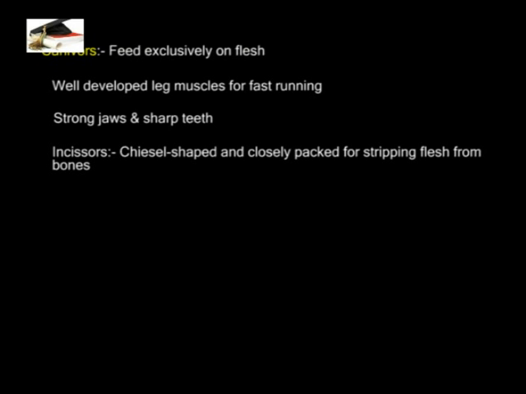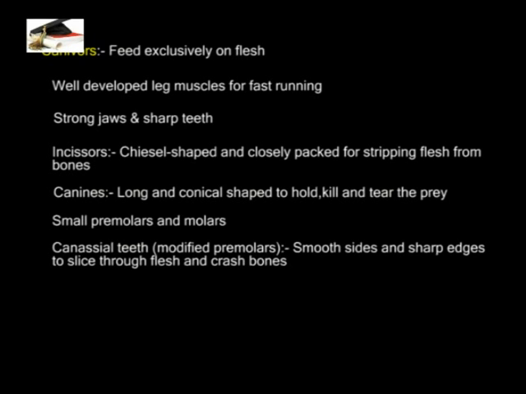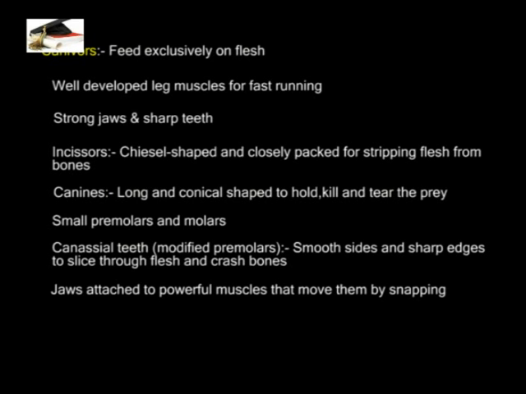The incisors are chisel-shaped and closely fitting to seize the prey. They are used for gripping and stripping flesh from the bone. Canines are long, conical, and curved to hold, kill, and tear the prey. Premolars and the molars are small except for special premolars in the lower jaw and the upper jaw, which are modified into carnassial teeth. The carnassial teeth have smooth sides and sharp edges to slice through flesh and crush bones. Jaws are attached to powerful muscles that move the jaw up and down by snapping.